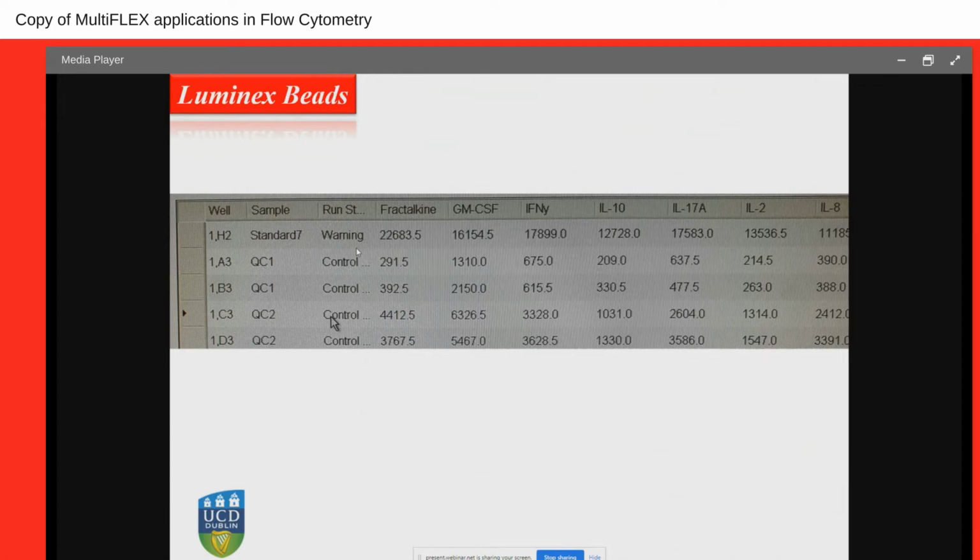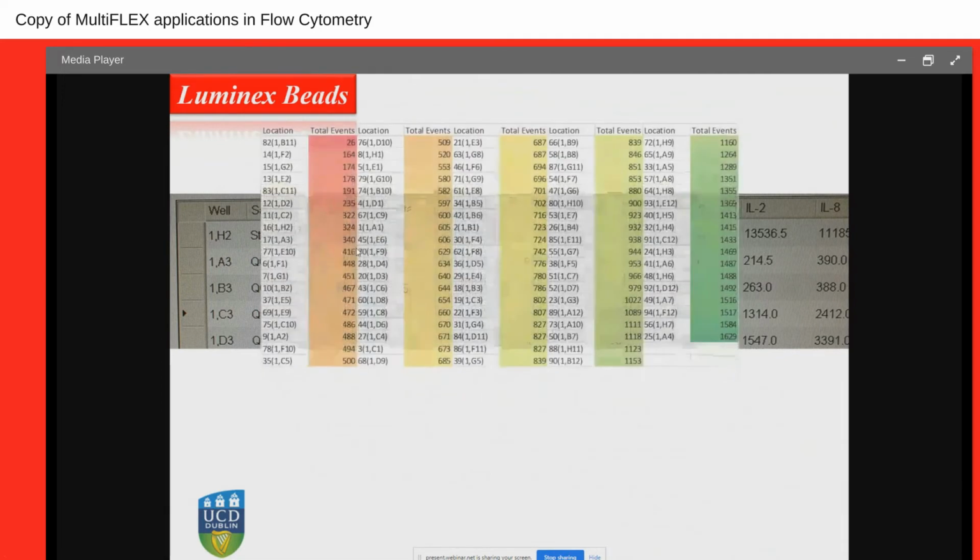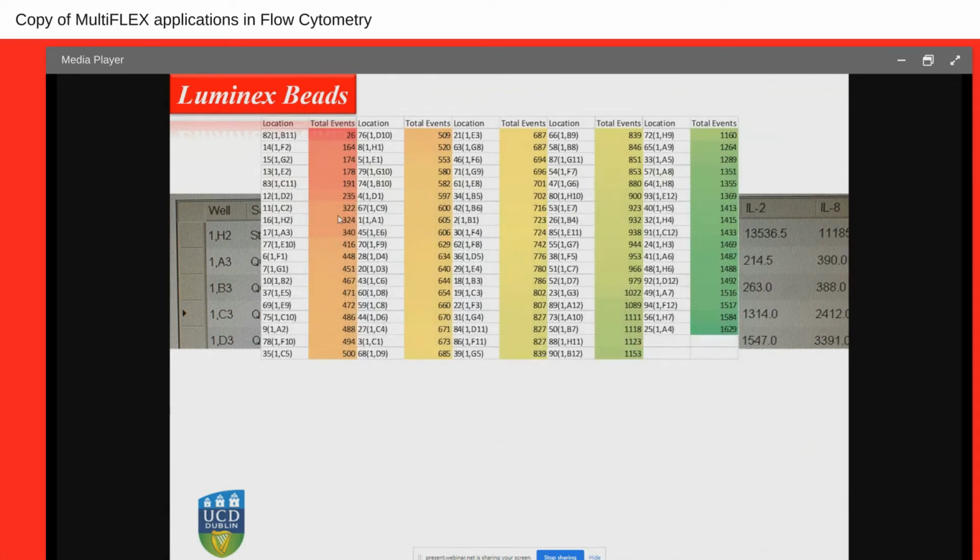When these instruments are producing this information, usually the company will say, look, it's your problem. You haven't mixed up my cells properly, etc. We get the statistics and we look at the number of events we have in each one of the wells analyzed.